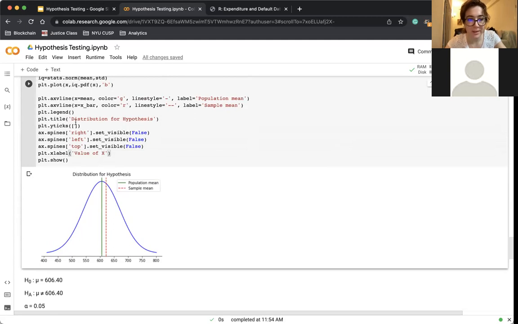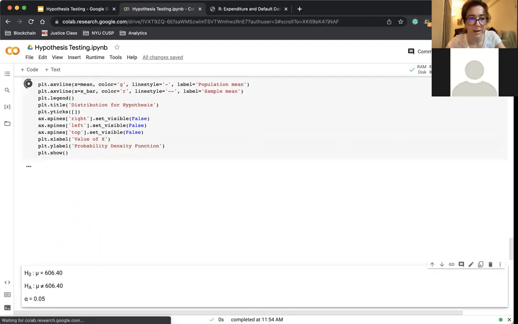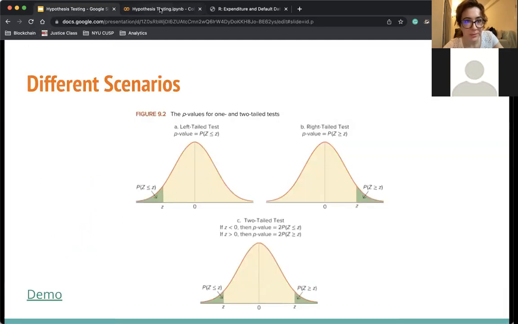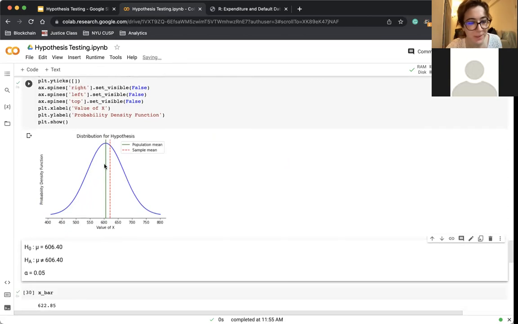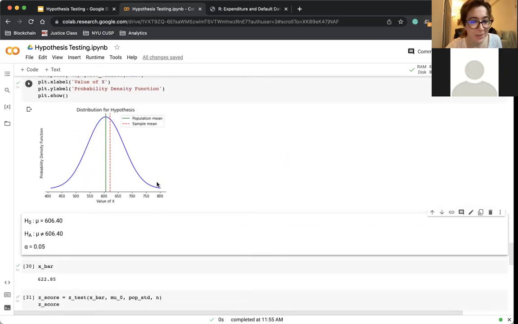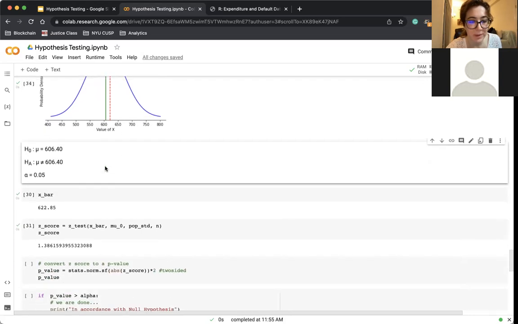Value of X, and I'll go back once I find the context of what this X is. I assume it's probably some monetary value. This might even be the example, I think one of the first ones we talk through, when it's a two-tailed test, because we're looking at the value either below or above this. It doesn't really matter. We just want to know, is the mean significantly different from the population that we would expect to see?